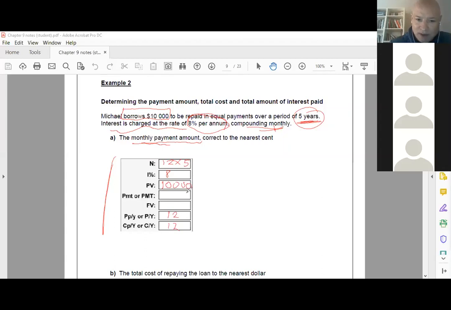PMT. That's what we're finding. What is the future value for this question? It does say it in the question. I'll read it again. Michael borrows $10,000 to be repaid in equal payments over a period of 5 years. So what do you think the future value is?